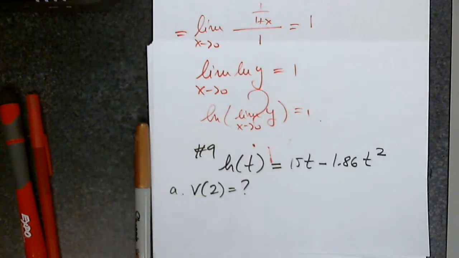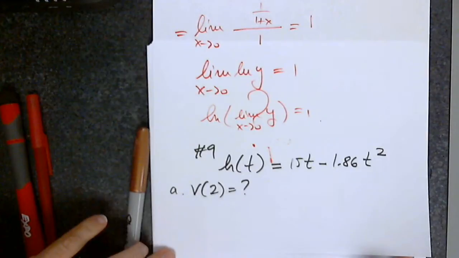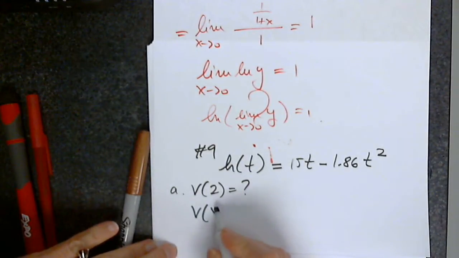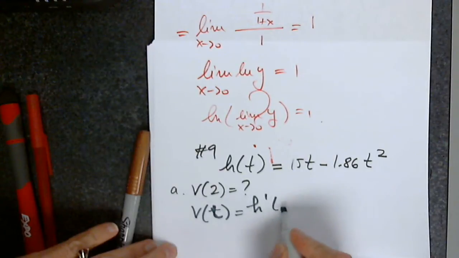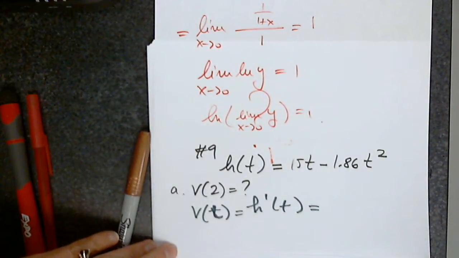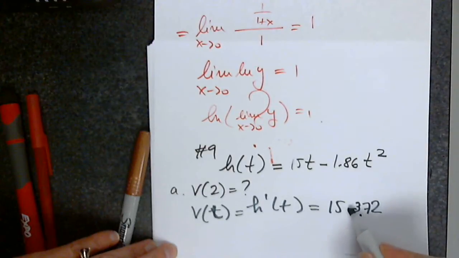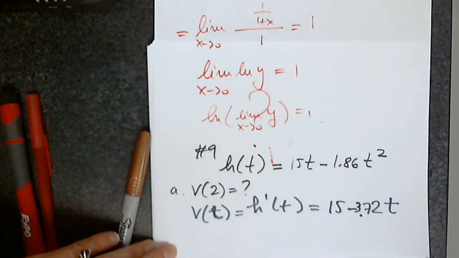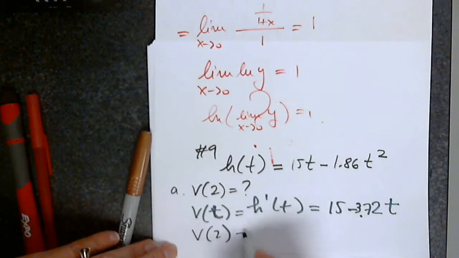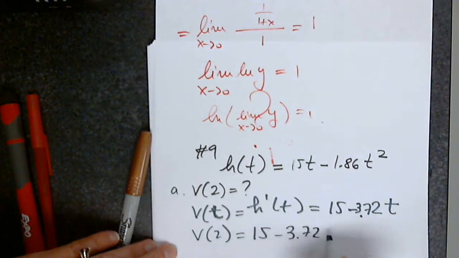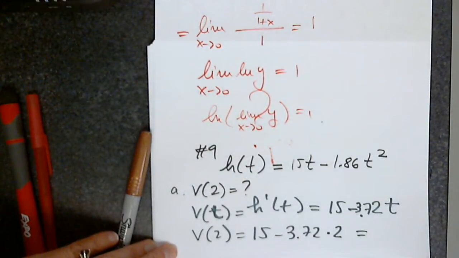So how do I determine the velocity at 2? What do I have to find first? Find the derivative. Yes, v of t is nothing else but h prime of t. Good? So then the answer would be 15 minus 3.72 t, correct me if I'm wrong. And now I can find v of 2, which is 15 minus 3.72 times 2. If you want to give me that number, I will put it in.